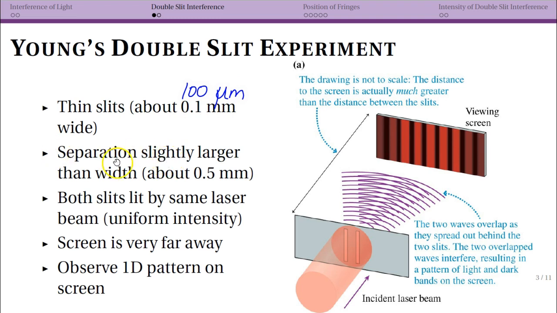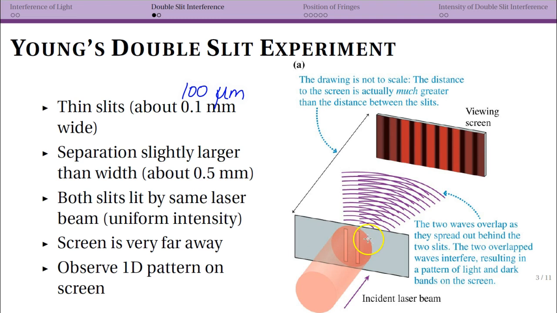Now the separation needs to be larger than the width. And we're still not going to make the separation meters, but in this case, half a millimeter. So this is the scale that you're typically going to see. You might see the width getting a little smaller, and you might see the separation getting a little bit larger or smaller. But if you have them really close together compared to their width, you actually are going to see something that looks more like a single slit experiment. So these are the guidelines here.